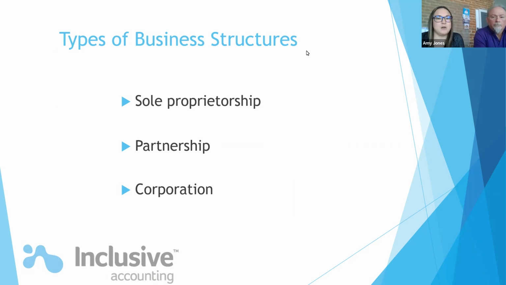So first up is the different types of business structures. There are three main types of business structures that you can have. The first one is a sole proprietorship. The second is a partnership, and the next is a corporation.